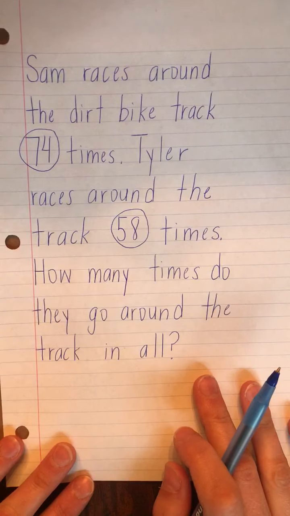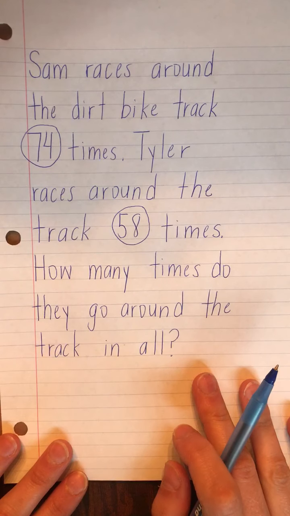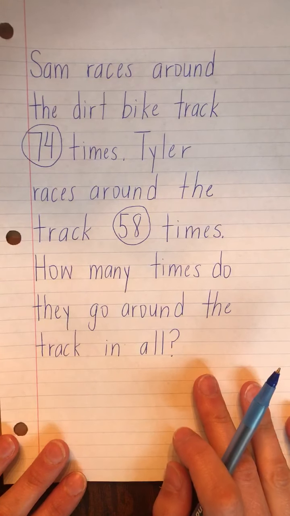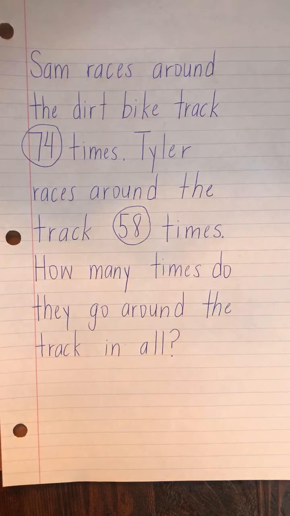Okay, I am going to read our story one more time. And for my third read, I want you thinking to yourself, what question am I asking? What are we trying to figure out? Sam races around the dirt bike track 74 times. Tyler races around the track 58 times. How many times do they go around the track in all? So what question am I asking? What are we trying to find?